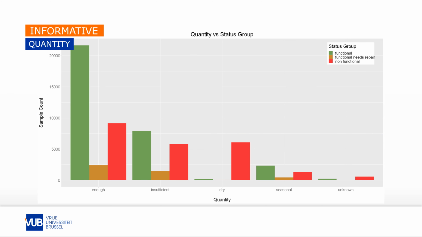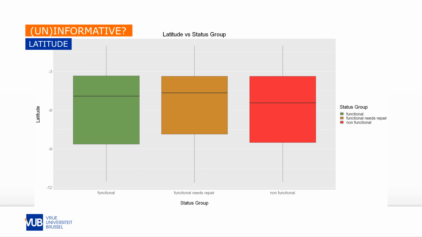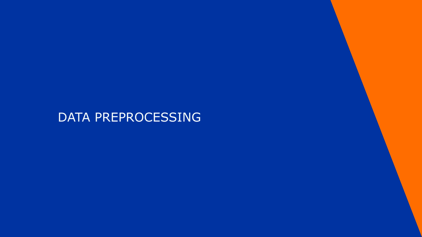There are features that are informative at first sight. As you can see, when the quantity is dry, the status group will almost definitely be non-functional. Other features are not that informative at first sight, but since this is just a univariate analysis, we didn't exclude them just yet. Now to data pre-processing.